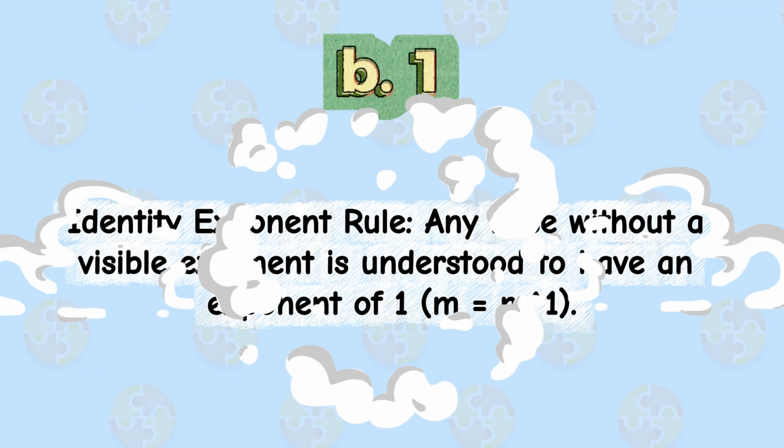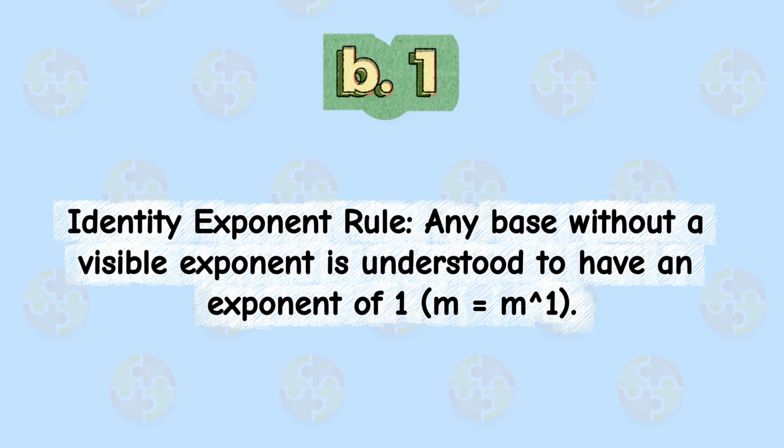The correct answer is B. Identity exponent rule: any base without a visible exponent is understood to have an exponent of 1. m equals m to the first power.